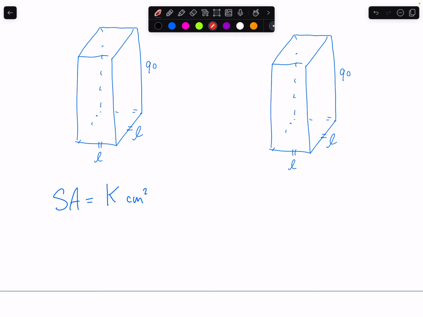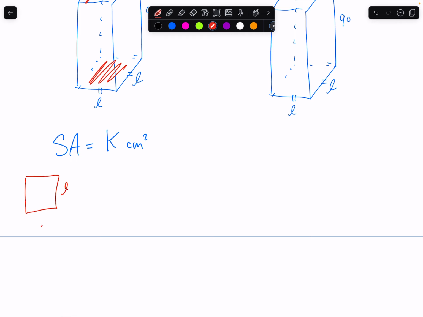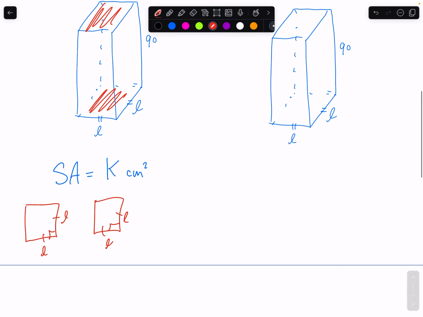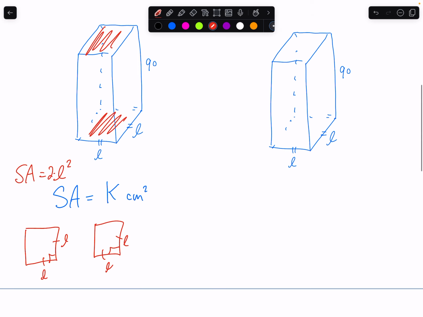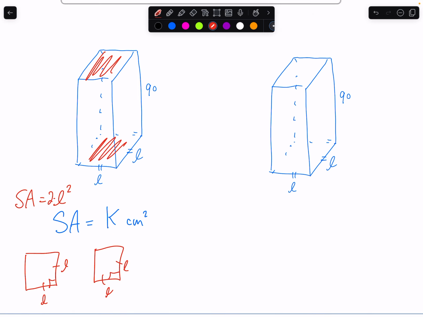Well, the top and the bottom, those are squares. You could even draw them if you feel so compelled, that are length by length. There are two of those. Area of a square is length times width, or side squared. The side is L. So if we start building up the surface area of just one of these prisms, one of the squares is L squared, but there are two of them. Okay, so that's top and bottom. Now, also since it's a square, you have these four faces that are each L by 90.